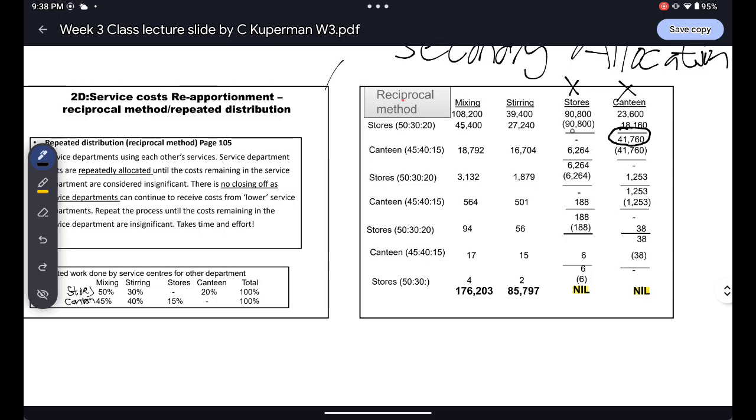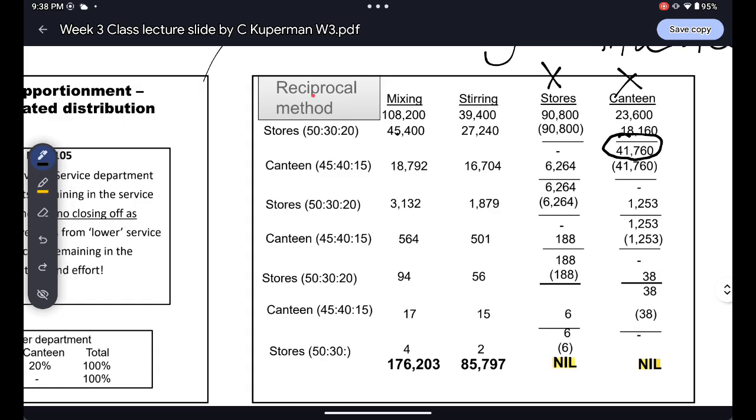But now stores, although he had a zero balance, canteen in the second allocation gave him more money. So now he is 264 rand richer.